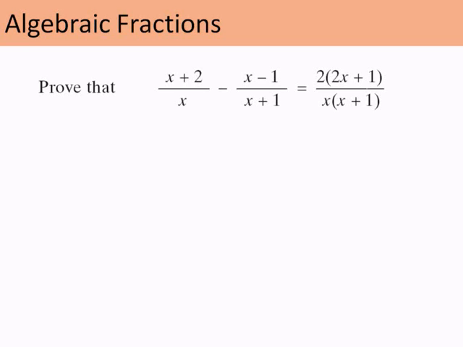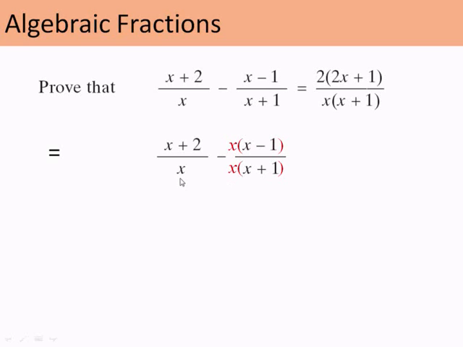Here's an exam question. Prove that x plus 2 over x, minus 1 over x plus 1, equals 2 brackets 2x plus 1 over x brackets x plus 1. Well, I'll start with the first bit of that, and I'm going to multiply the top and bottom of the second part by x. That's just like multiplying by 1, so it doesn't make it any bigger or smaller, it just puts it in a slightly different form.